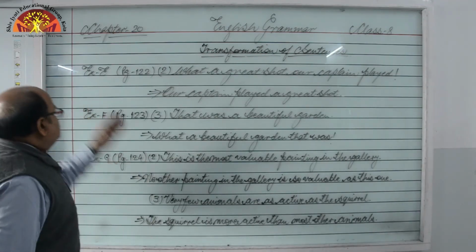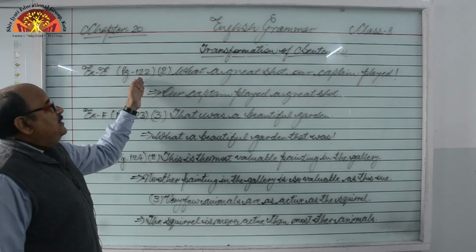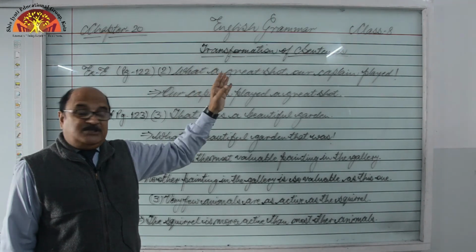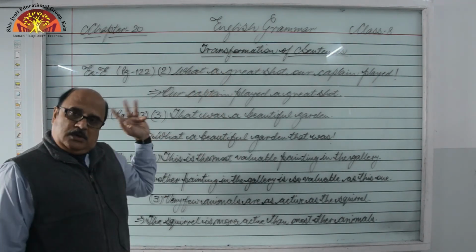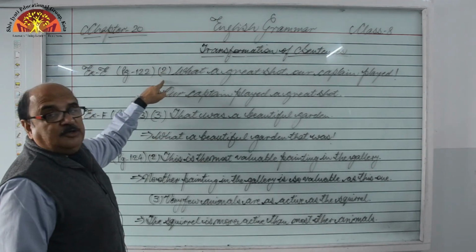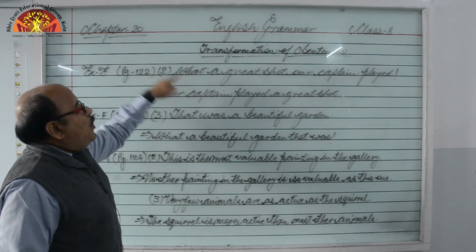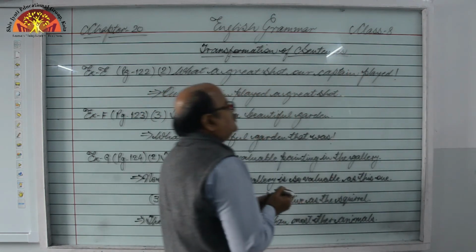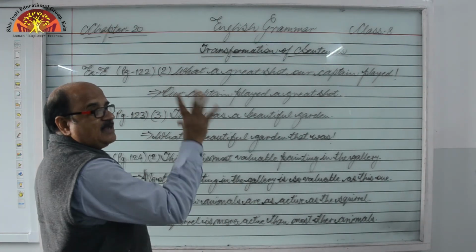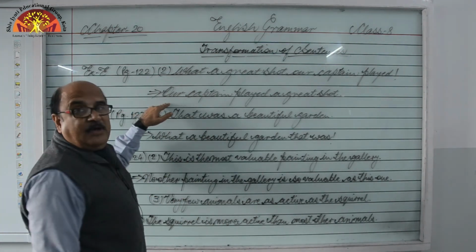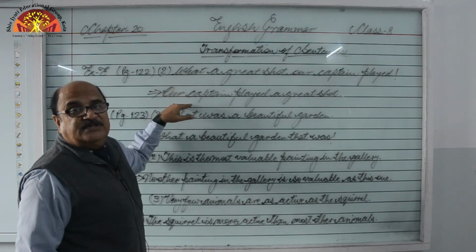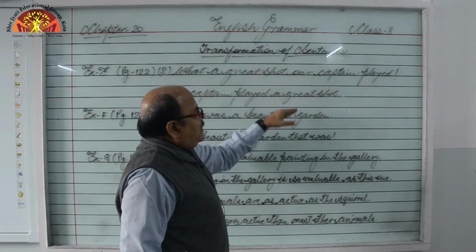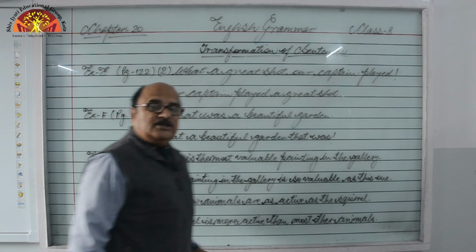So now students, next exercise E, page 122. In this exercise you have to change exclamatory sentences into assertive and thereafter assertive into exclamatory. Look, sentence number 2, randomly we are taking, what a great shot our captain played. This is exclamatory and its assertive. As I told you, whenever exclamatory to assertive is there, we have to add one more word, and that is very. So our captain played a very great shot or played a great shot.